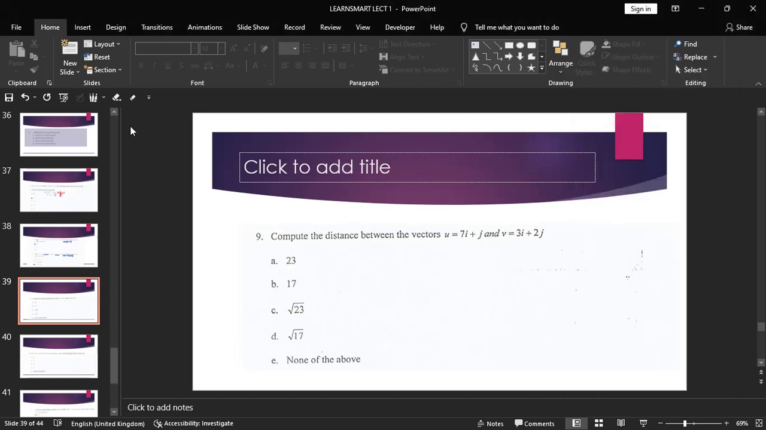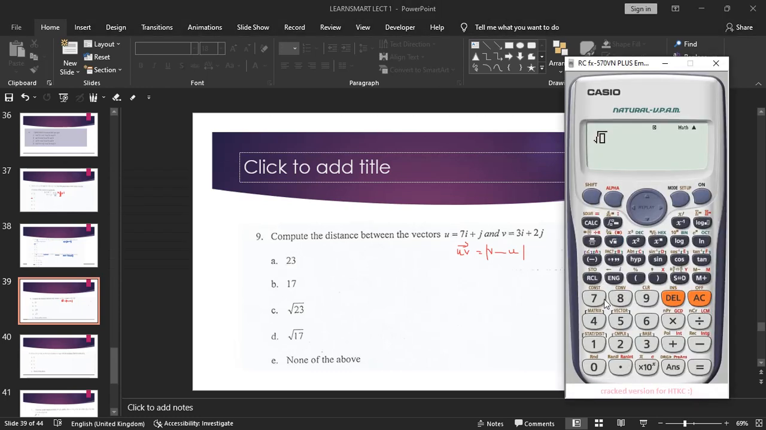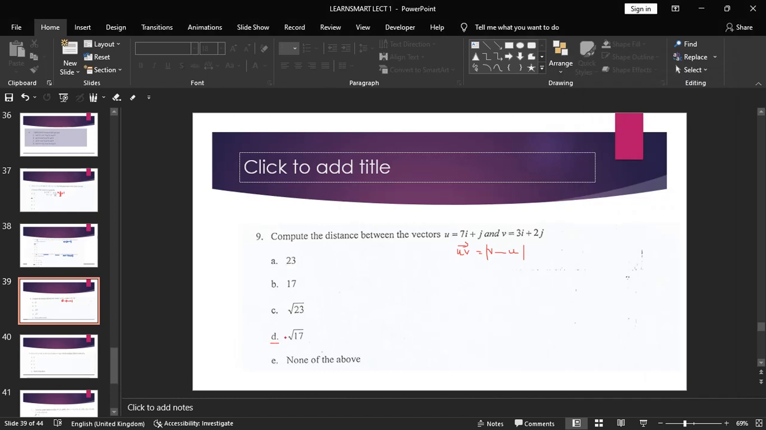We know that to find direction, we use UV, okay? So UV is V minus U, okay? This is our direction, and then after that we find the magnitude of the direction in this format, okay? So what we implement was 3 minus 7, okay, square, plus 2 minus 1 square, okay, so that will give us root 17. So our final answer is root 17, okay. Now let's proceed.